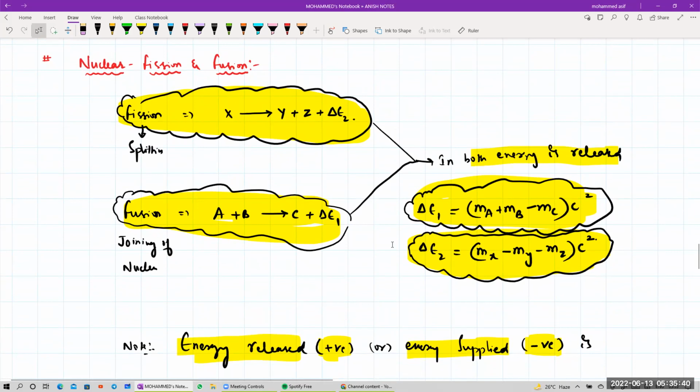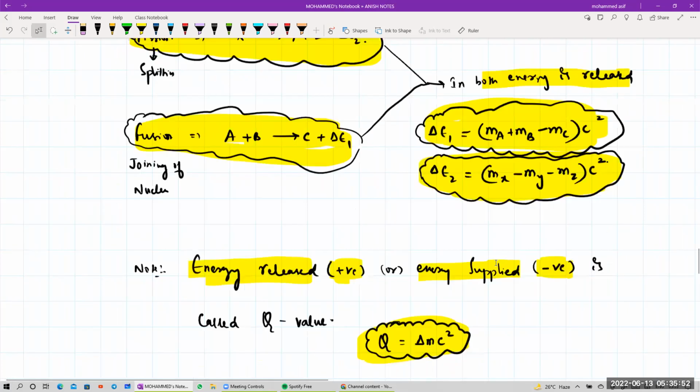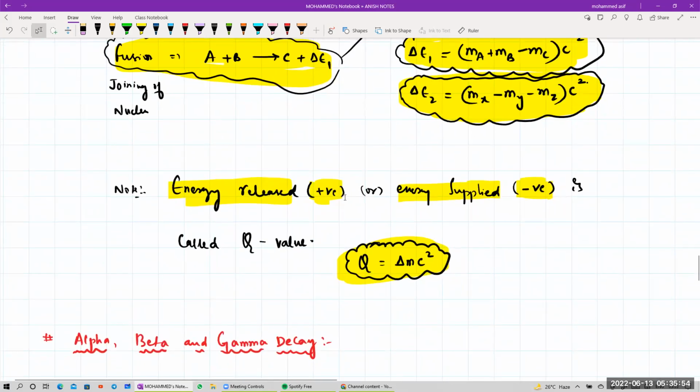Now, how do you calculate this energy? Delta E is equal to, in the fusion, mass of A plus mass of B minus mass of C. Whereas in the fission, it is mass of X minus mass of Y minus mass of Z, into C square, which will give me the energy. If you are releasing the energy, beta, it is positive. If energy is supplied for the process, it is known as negative. Now, how do you calculate the Q value? Q value is equal to delta M into C square. Clear?